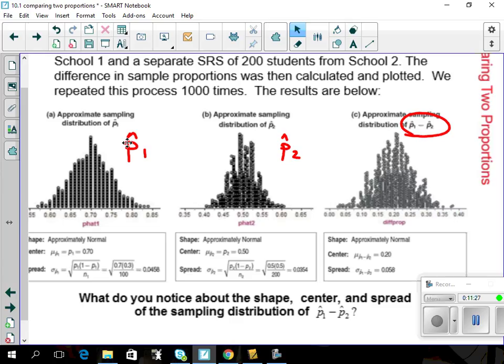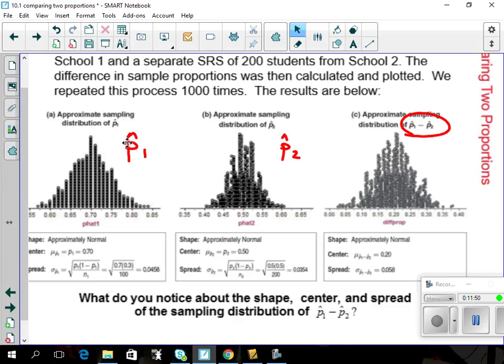Well, that's shape, so they're all relatively normal. That's good. So if you have a normal distribution and you subtract a normal distribution, you're going to get a normal distribution. Great, okay. What about the spread? Comment on size. Small, big, relatively the same. What do you think?